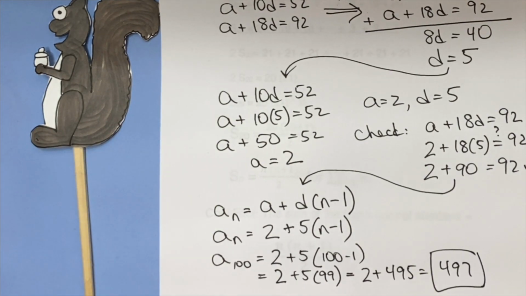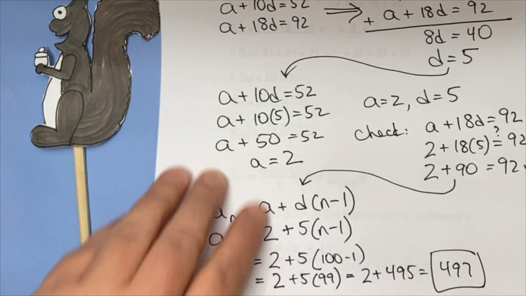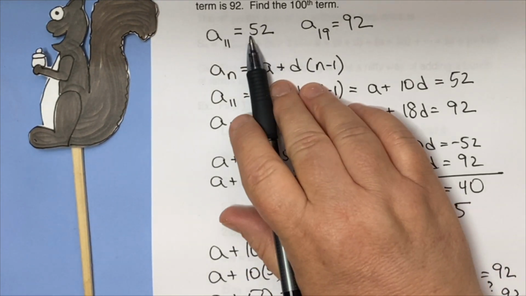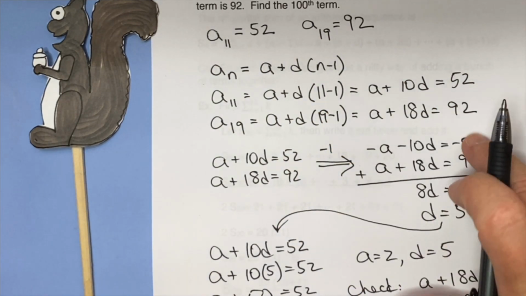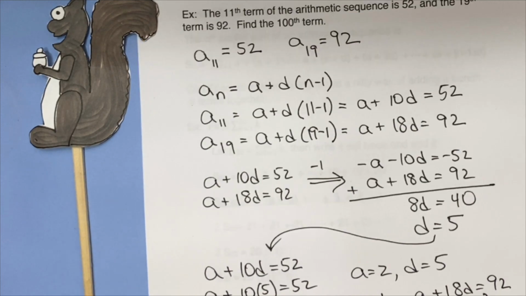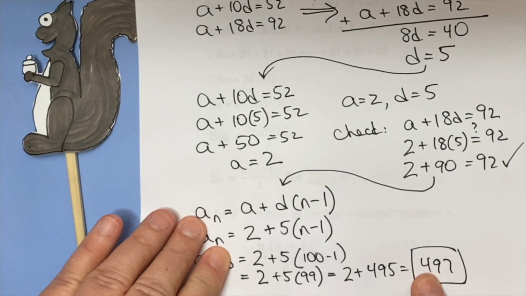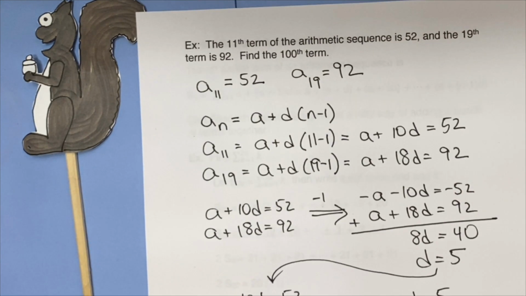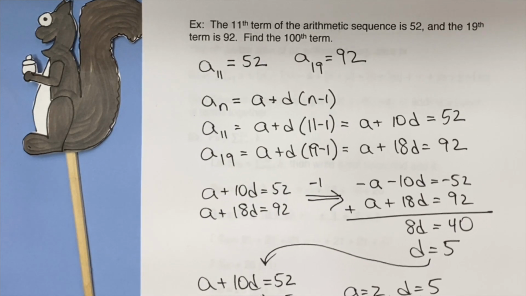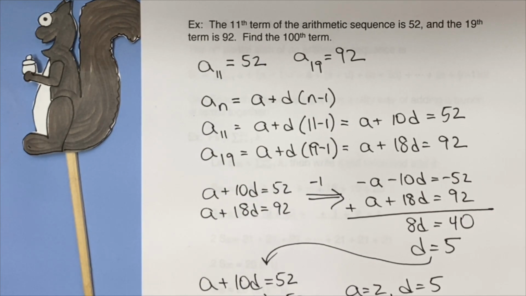So pretty cool problem, right? You just step through it. Anytime you're given two answers, that should light up the whole system of equations part of your brain. So we got it. The 100th term is 497. Okay, now I want to do something a little bit theory heavy.